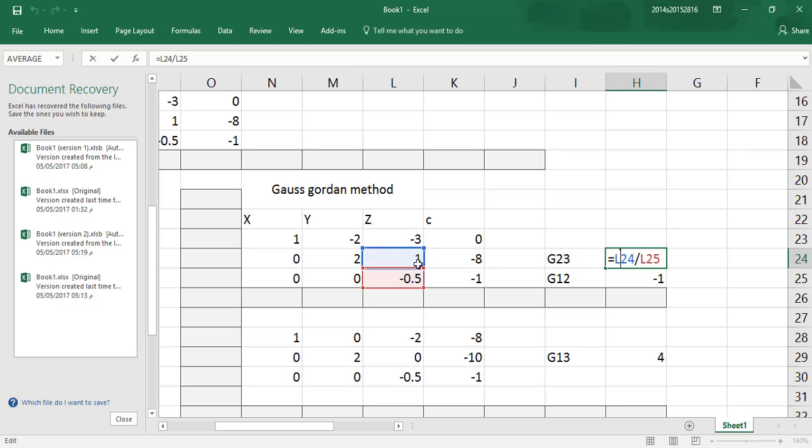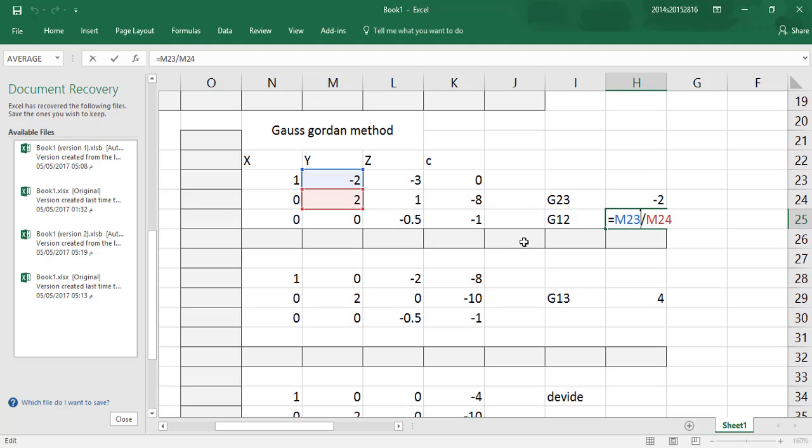This parameter will equal this cell divided by that cell, and the other parameter is G12, which stands for the first row, first column, divided by the first row, second column. Its value will equal this cell divided by that cell.